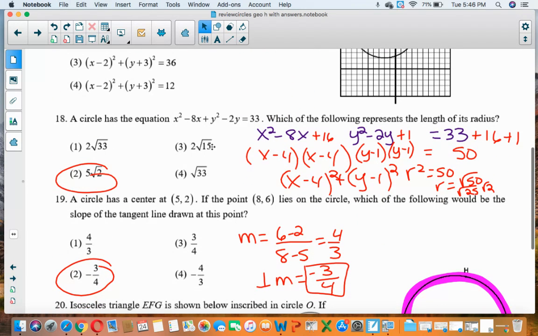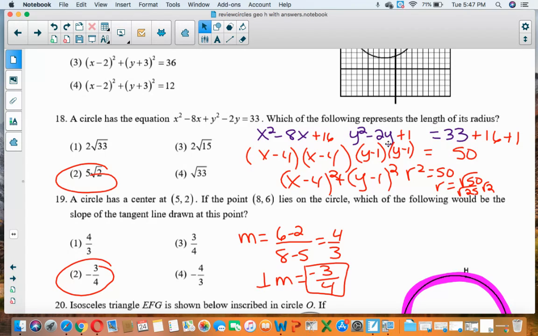On number 18, I have to complete the square in order to put this in standard form to find the radius. So my equation is in purple, and then in red right here is what I needed to add to complete the square. So half of -8 is -4. -4 squared is 16. So I'm adding 16 to this. Whatever I add to the left, I have to add to the right.